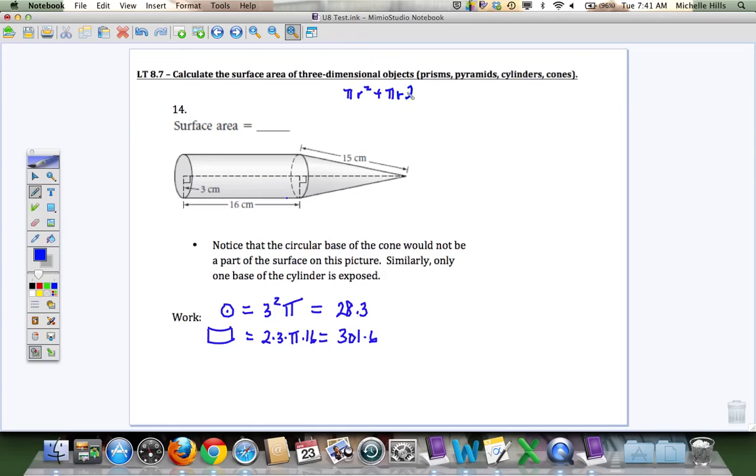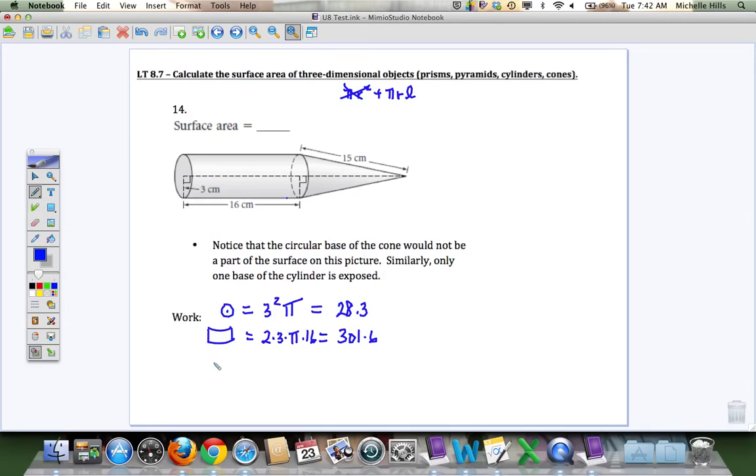Now you were given the surface area of a cone, which is pi r squared plus pi times the radius times the slant height. You had this note to remind you that the base of the cone would not be exposed. Also, one of the bases of the cylinder would not be. Well, the base of the cone is the circle, so we don't need that part with calculation. We just need pi times the radius times the slant height.